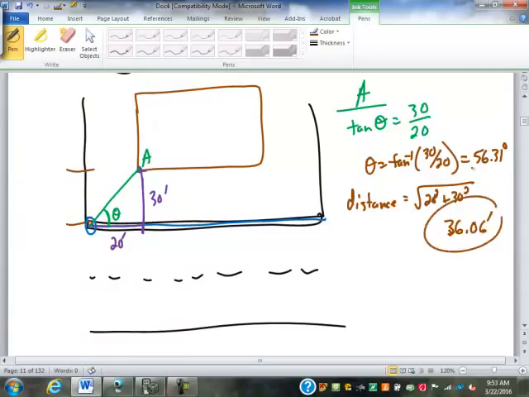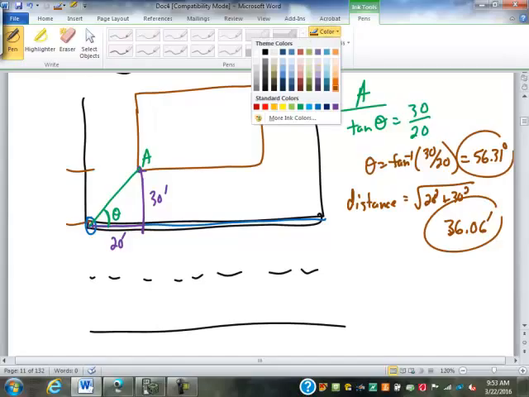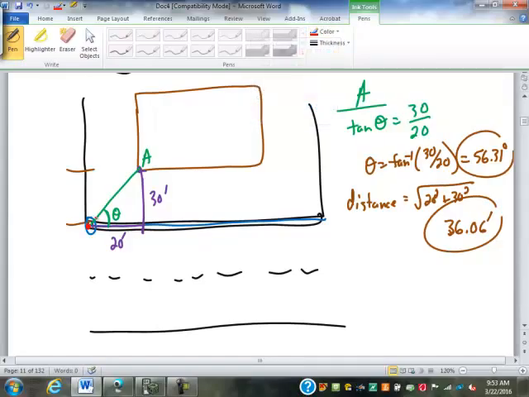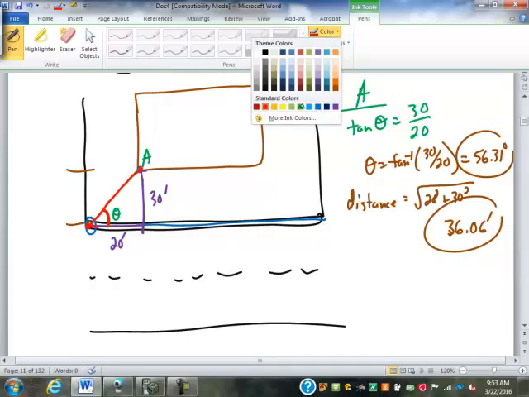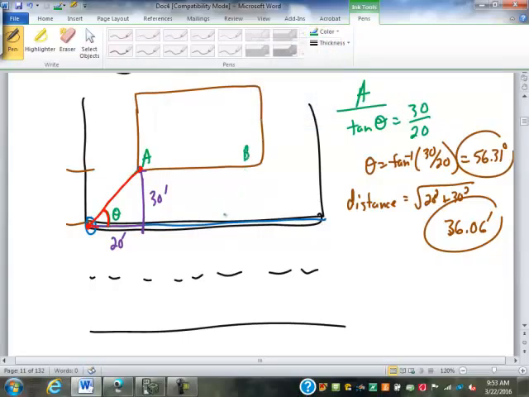Feet. So from this point right here, I'm going to measure 36.06 feet, 36 feet and 3/4 of an inch if you convert it to the nearest eighth inch, and 56.31 degrees from my reference line. That'll give me that corner of the house where I want it to be. So how about I call this corner B?